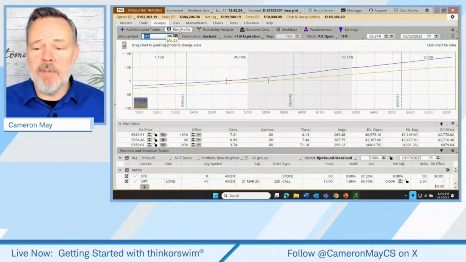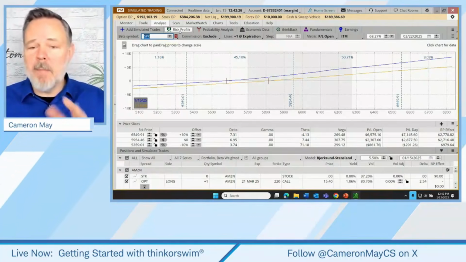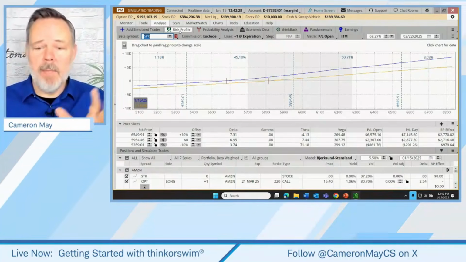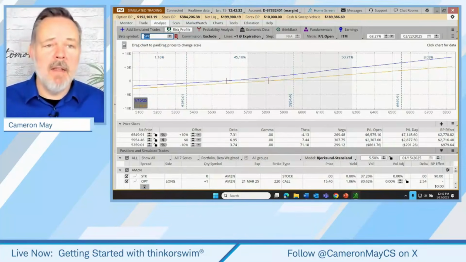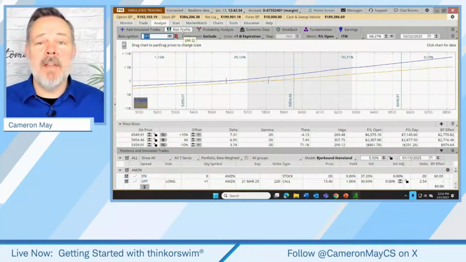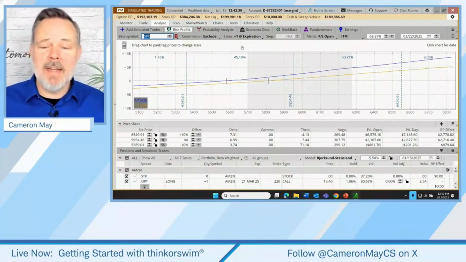So what you might want to do is go to your paper money and just experiment with this tool a little bit. Paper money is a no risk environment. You can't actually lose any money in there. So it's a good place to learn new tools and new techniques.